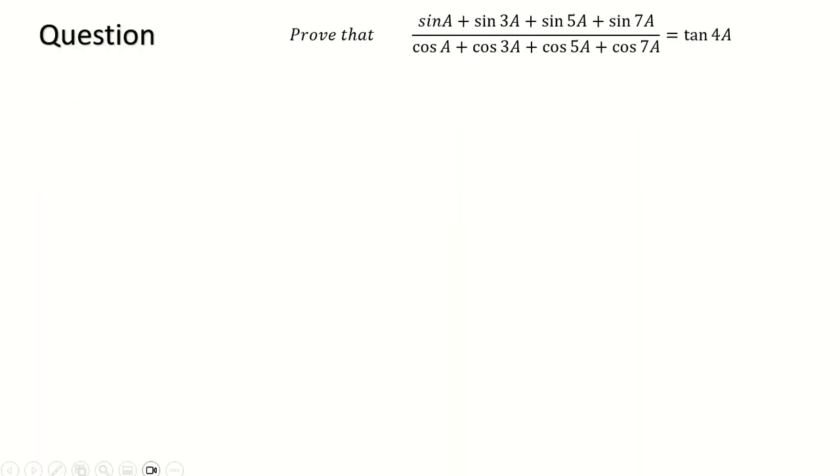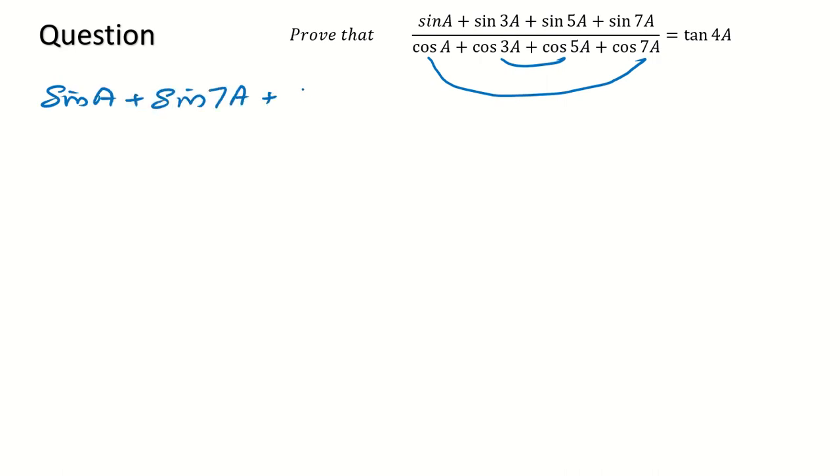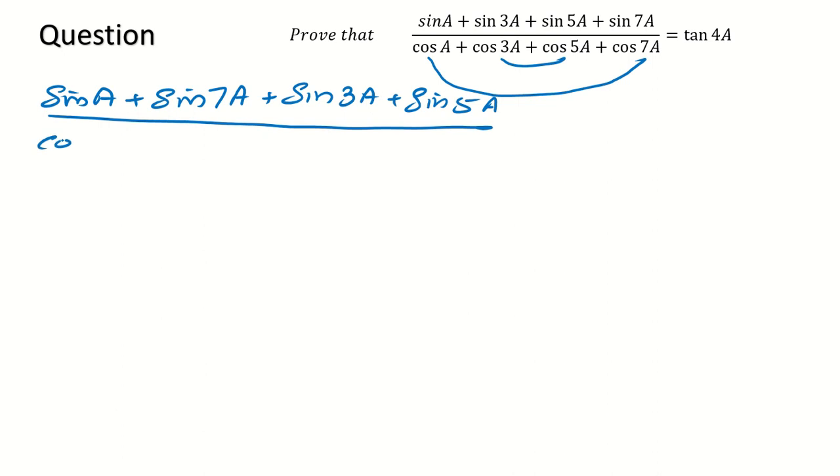Now another thing is, prove that, yes, if you have this type of question, then you will have to be a little careful with the identities. So you see, normally in such questions we apply the identity for first and last, and then the middle two. Just by regrouping. So here it is sine A plus sine 7A plus sine 3A plus sine 5A over cos A plus cos 7A plus cos 3A plus cos 5A.